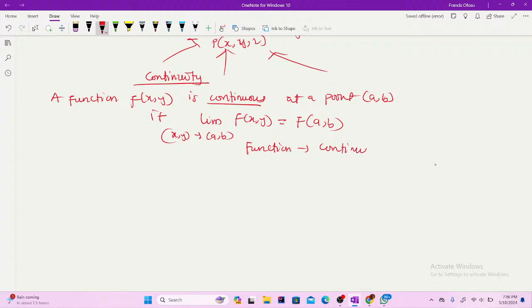So take note of that. As I said, a continuous function is a function which has a limit value being equal to its functional value.